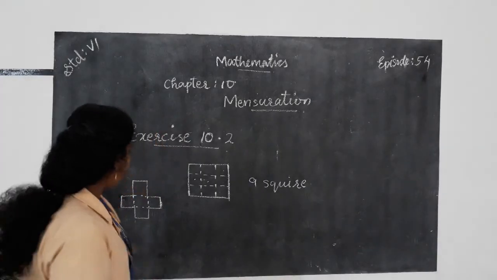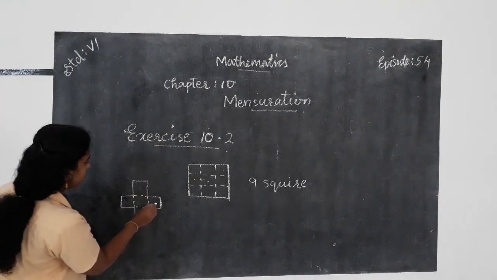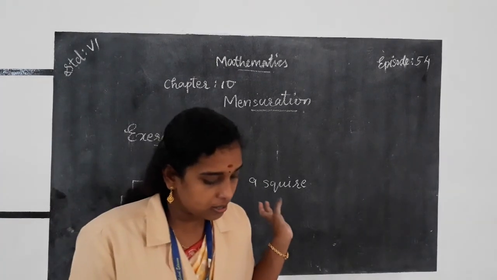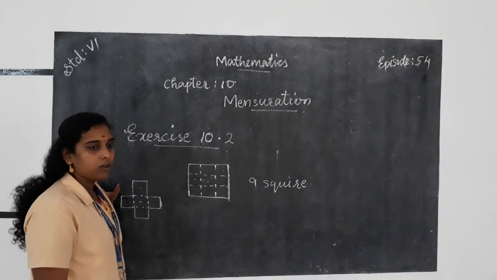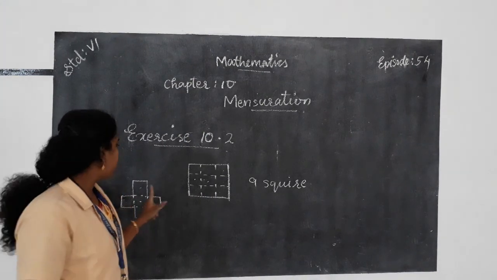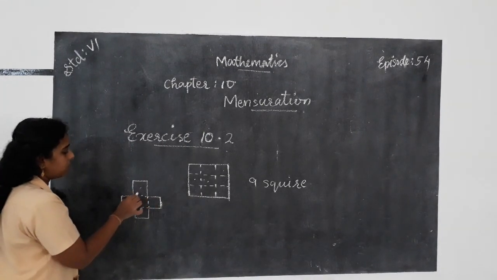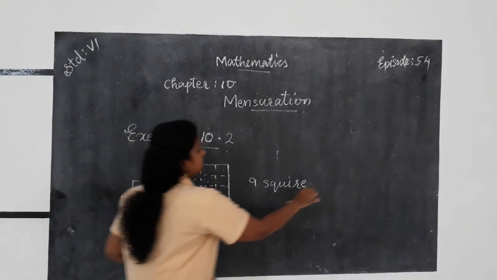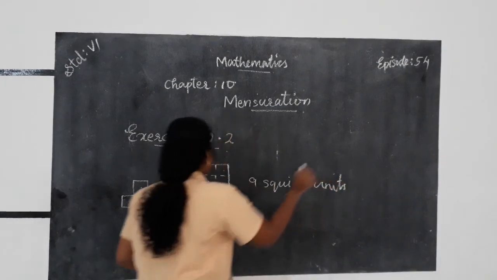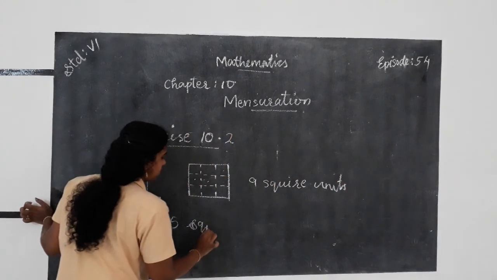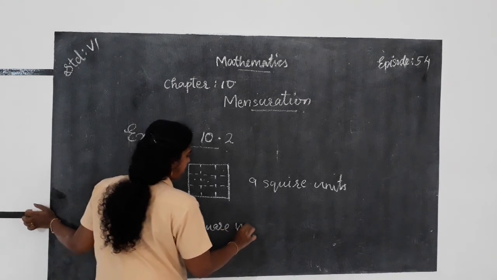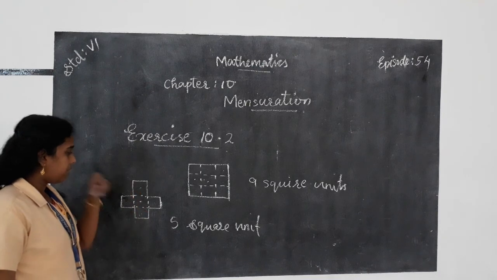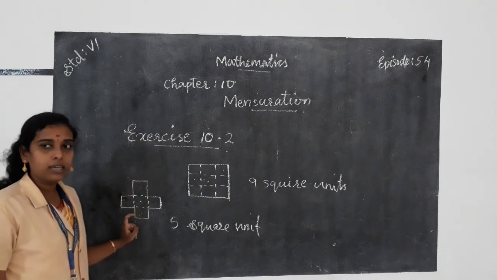So the figure contains 1, 2, 3, 4, 5 fully filled squares, which means 5 square units is the area of the given figure, because the figure contains only 5 fully filled squares. So the area is 5 square units.